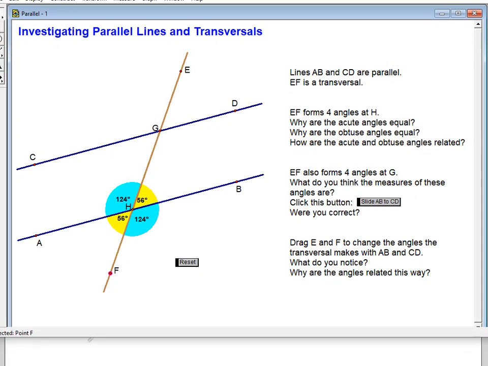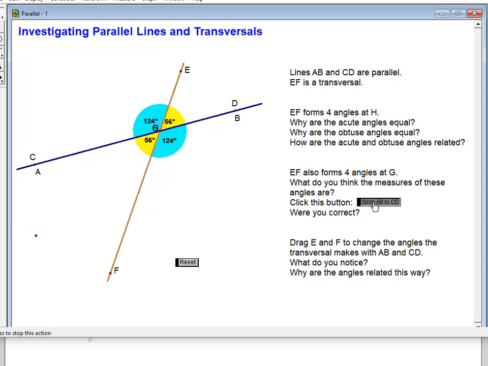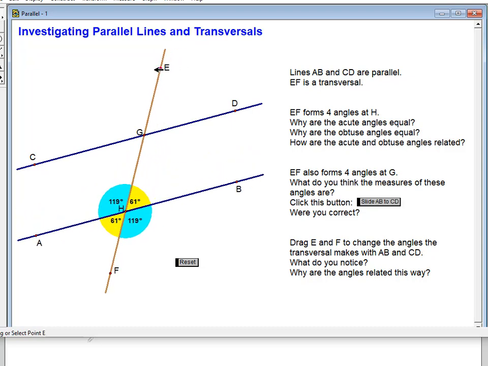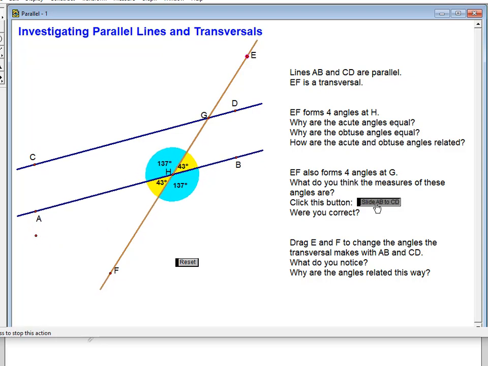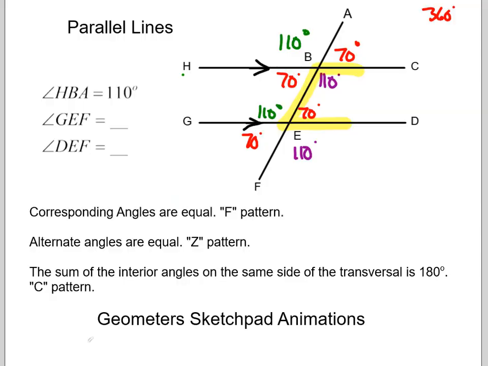Okay, so here is what I was just talking about. There's the four angles. The opposite angles are in the right colors. So if we slide that up, you can see it's exactly the same. Okay, so now even if I change this transversal, I can change the angles around, slide it up. They're going to be exactly the same. Okay, so let's go to the next piece.